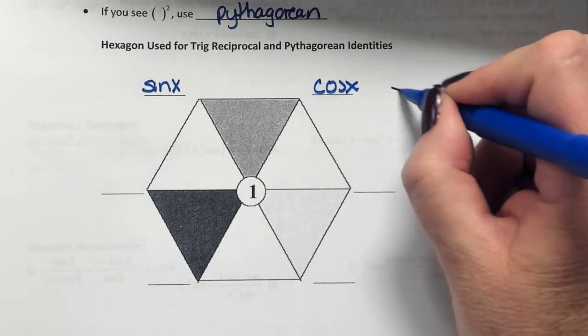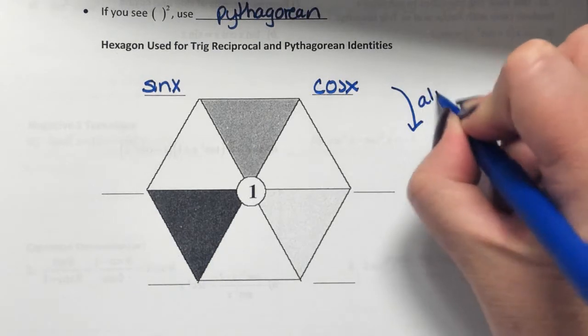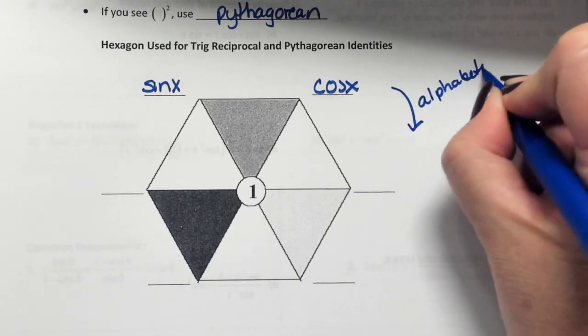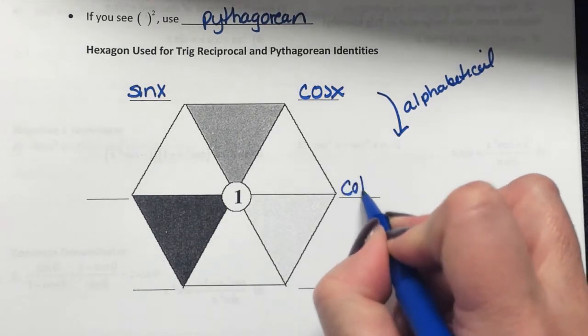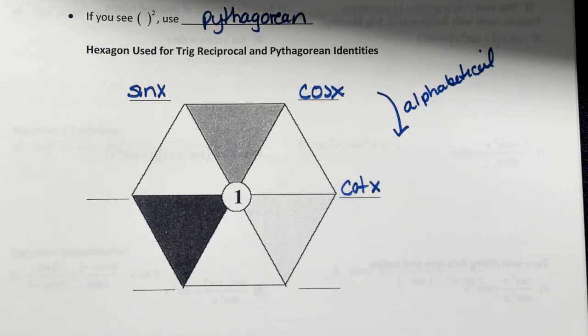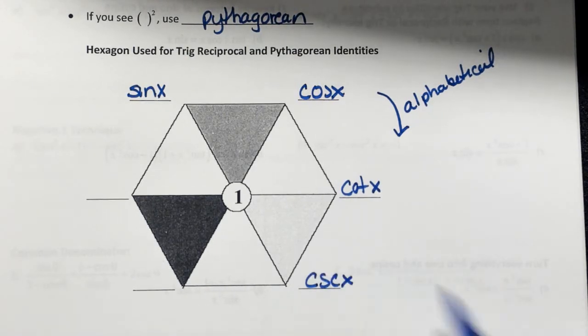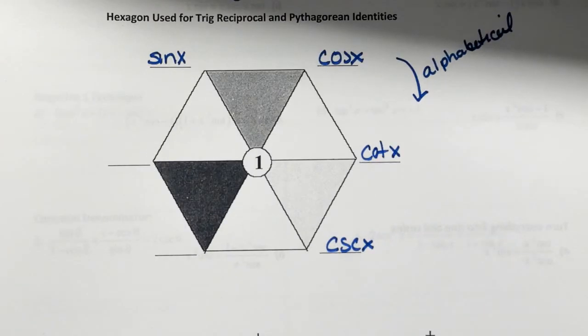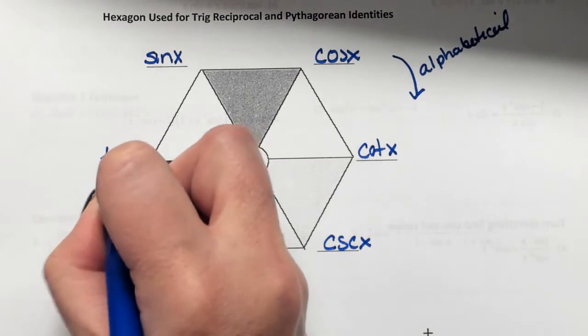I'm going to move counterclockwise around, putting my trig functions in alphabetical order. So after cosine will come a cotangent. After cotangent will come a cosecant. Then I've got secant. Then I've got tangent.